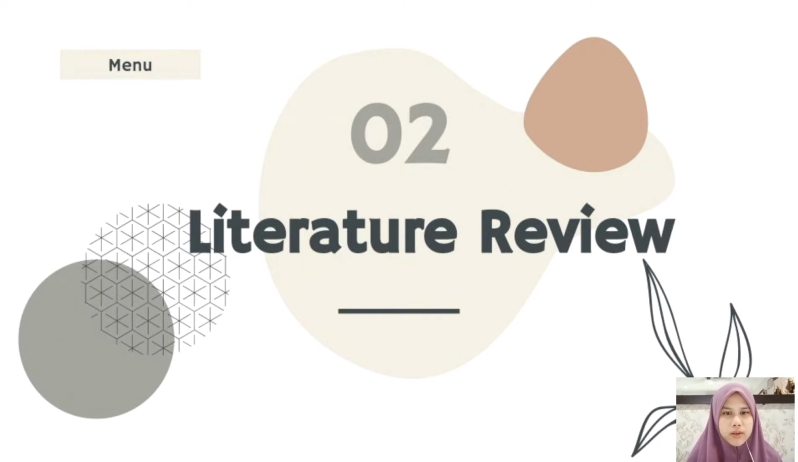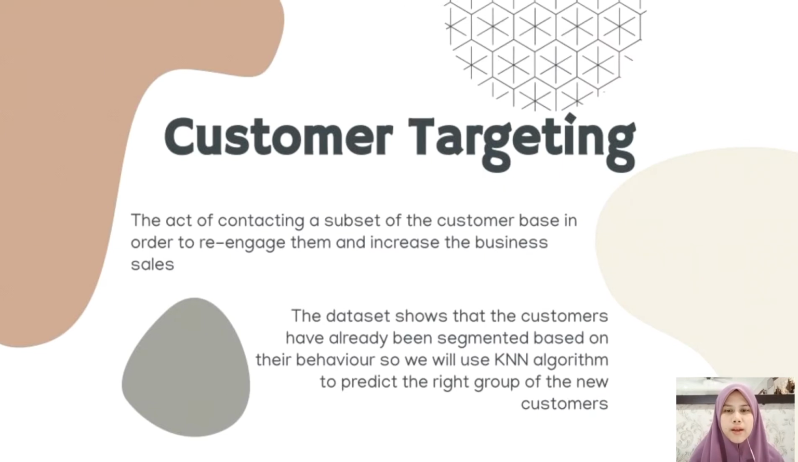Okay, now I will talk about the literature review of this project. First, what is customer targeting? Customer targeting is the act of contacting a subset of the customers in order to re-engage them and increase the business sales. The dataset shows that the company has already segmented their customers based on their behavior, so we will use KNN algorithm to predict the right group of the new customers.